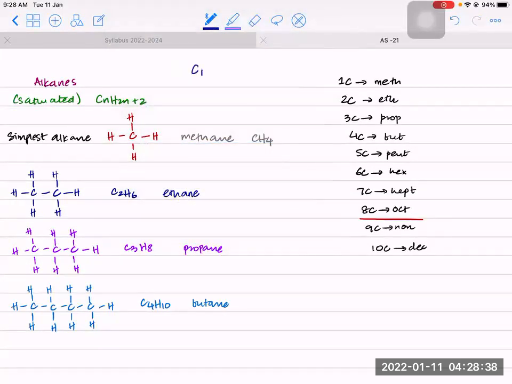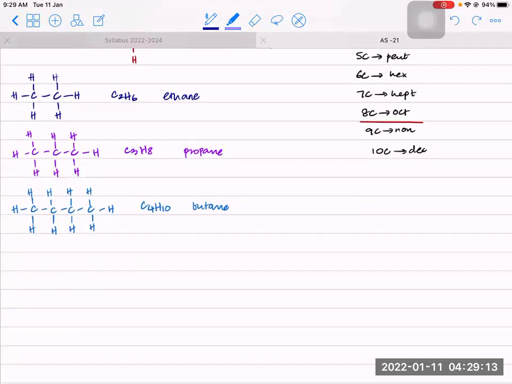If n is 1, H is 2 times 1 plus 2, C1H4. Do you see the general formula is being followed here? Where n is the number of carbon atoms. If you have two carbon atoms, H is 2 times 2 plus 2. So this becomes C2H6. And that's exactly what we see here. If n is 3, it will be C3H8. If n is 4, it will be C4H10. Clear? Now let's see what alkenes are.